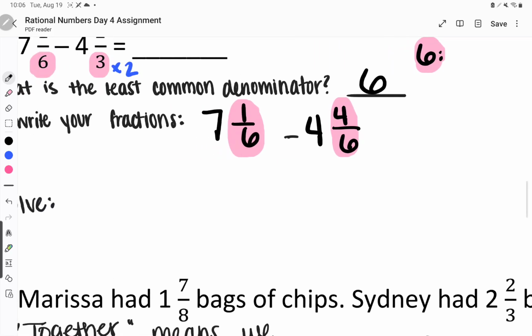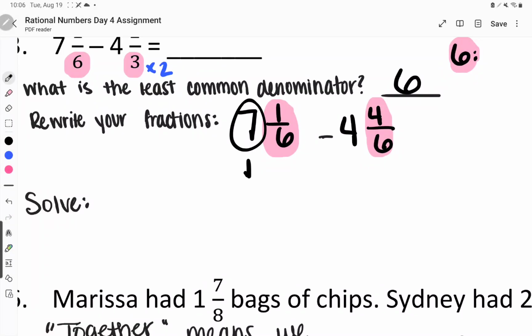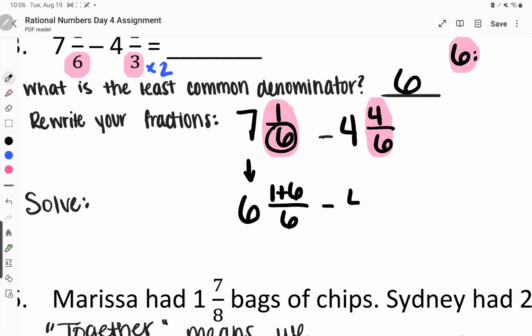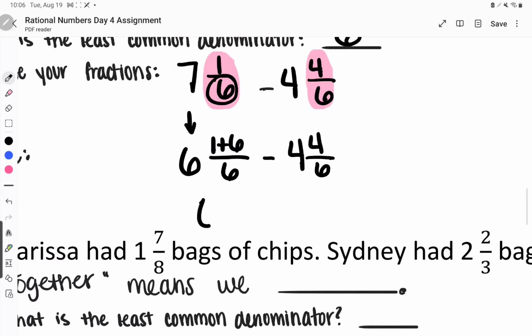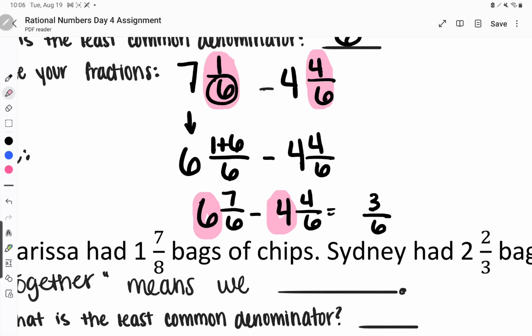So I'm going to take this from a 7 and knock it down to a 6. When I do that, I now take my denominator and add it to my numerator to give me 1 plus 6 over 6 minus 4 and 4/6. So that gives me 6 and 7/6 minus 4 and 4/6. And when I subtract that, I would have 7 minus 4, which equals 3, and keep my denominator of 6, and then I have my 6 minus my 4, which gives me 2.